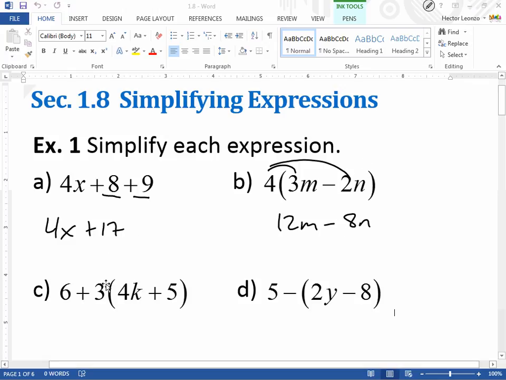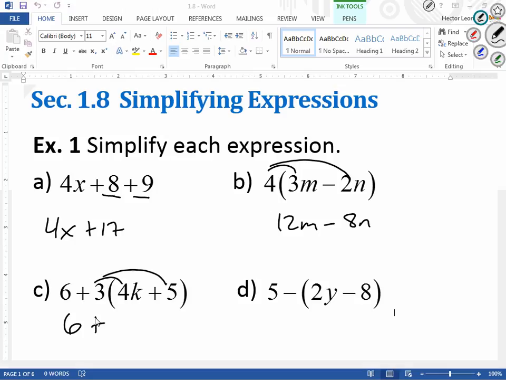For my example C, let me get rid of parentheses first. The 6 has nothing to do with parentheses, so please do not go 6 plus 3 to begin with. Leave the 6 alone. Remember that I'm going to get rid of parentheses, so I'm going to multiply the 3 to the inside. So I'm going to go plus 12k plus 15. Once again, I multiply the 3 to the inside. I notice that 15 and 6 don't have a letter, so that is what we call like terms. So I'm going to finish this with 12k plus 21. The 12k, I just copy it. 6 plus 15 gave me 21.